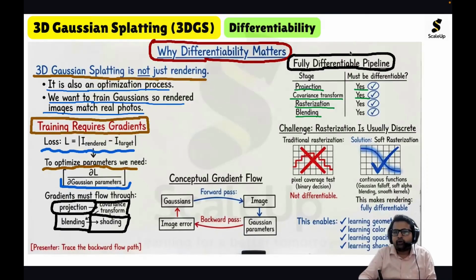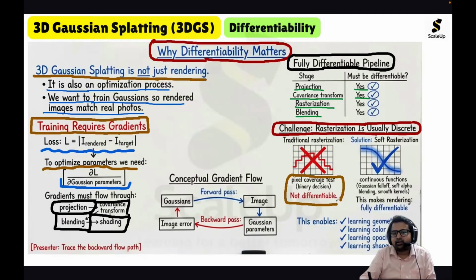Now, one very important observation: rasterization is usually discrete, because in rasterization we are rendering the pixels. Since pixels are involved, traditional rasterization is discrete. It is like a pixel coverage test, whether that region will contain a pixel or not. So it can be discrete and it can have sharp edges.